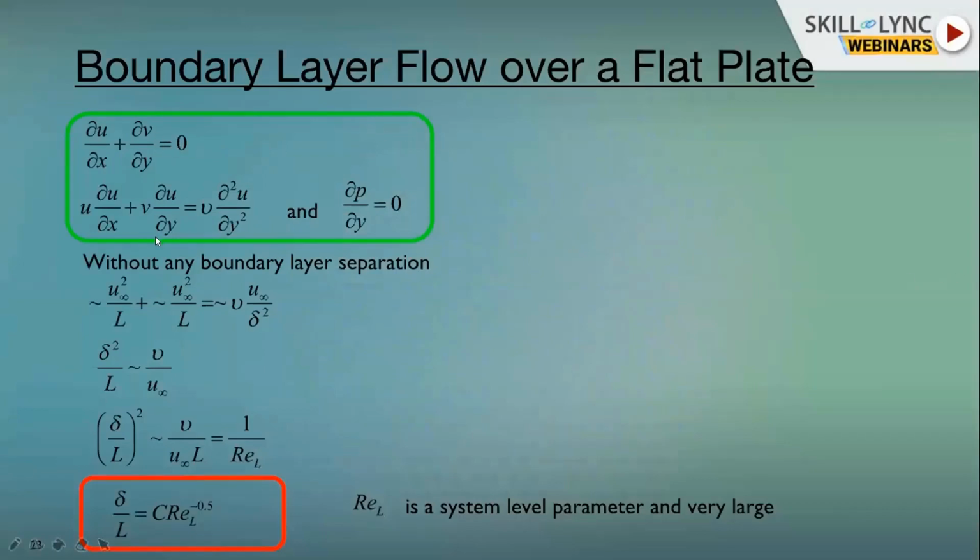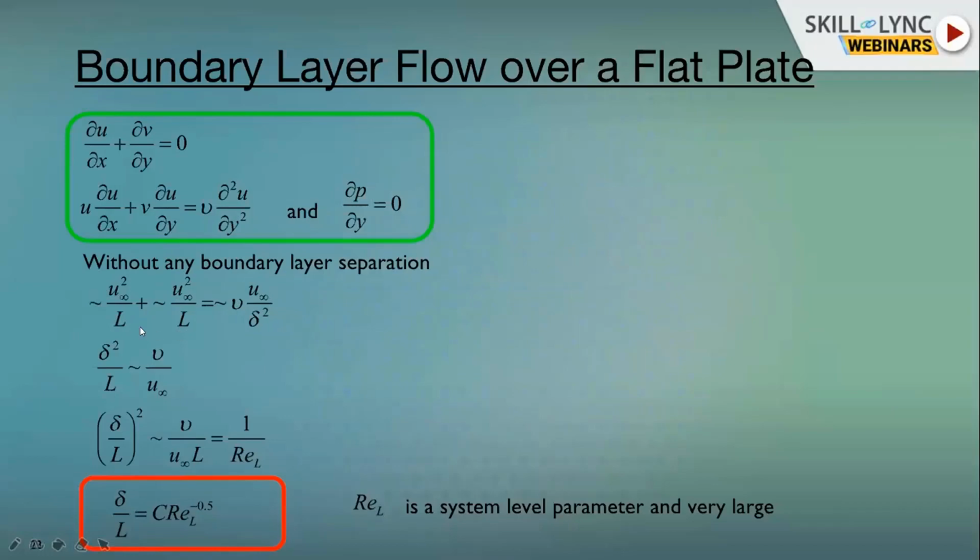Now to have a solution, let's do the same scale or order of magnitude analysis. U del u by del x is nothing but u infinity square by L, because here u is equal to u infinity. Del u is nothing but u infinity minus 0. Delta x is the distance from 0 to L, right? Similarly, v del u by del y, if you do the order of magnitude analysis, will be u infinity square by L, which is of the same order of magnitude as nu u infinity by delta square, right? After solving this equation, here we have a simplified form.